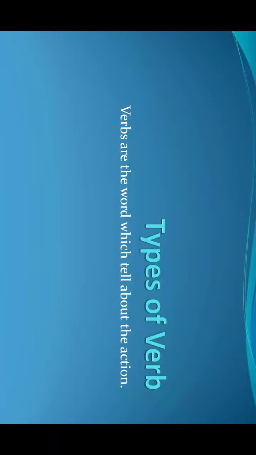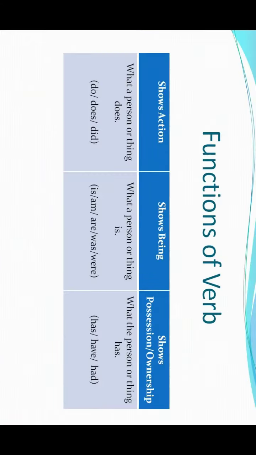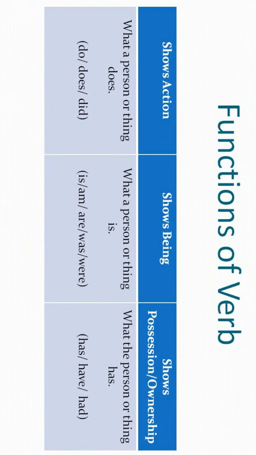Hello students. In the previous session, we learnt about the types of verbs and their functions. We checked that there are three functions of a verb. The first is to show the action, the second is to show the state of being, and the third is to show possession or ownership.